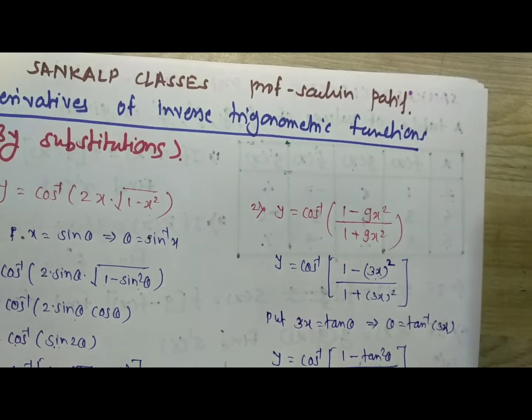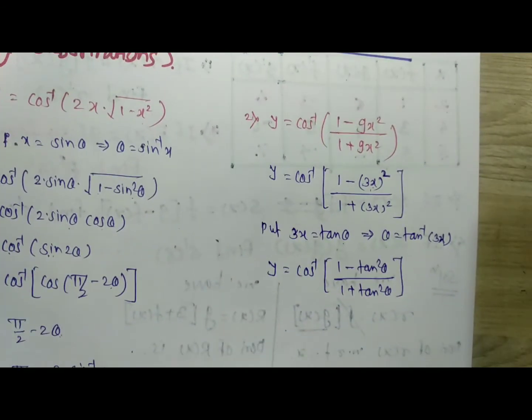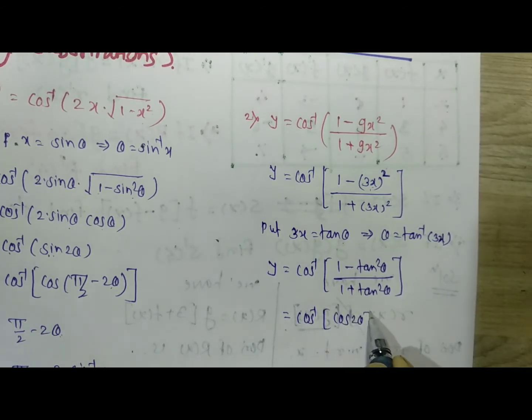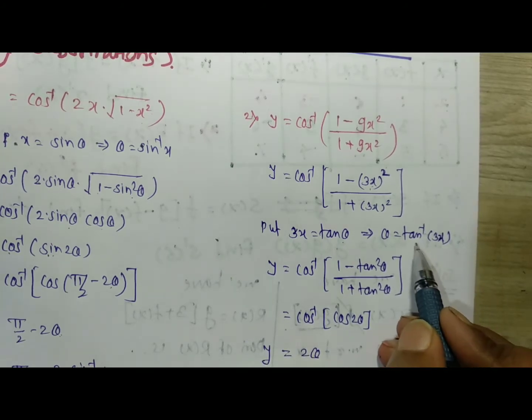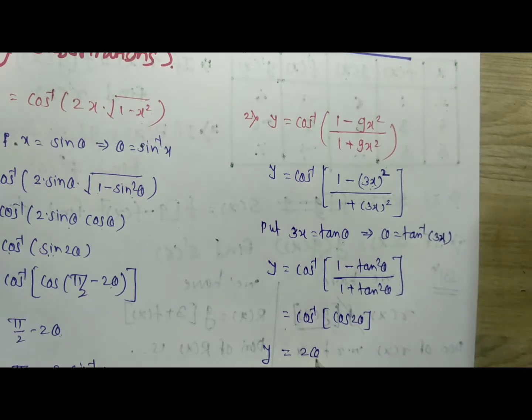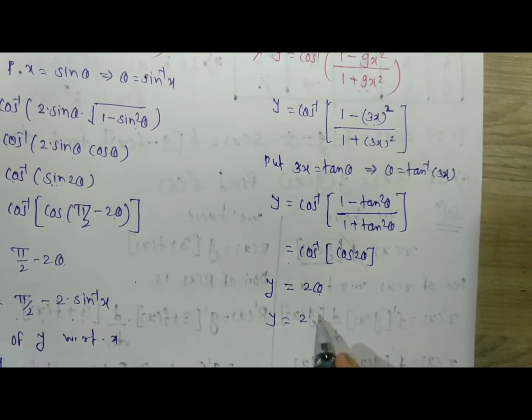1 minus tan square theta divided by 1 plus tan square theta is nothing but cos 2 theta, and therefore you will get cos inverse inside the bracket cos 2 theta. This is the formula of cos 2 theta. Cos and cos inverse are cancelled to each other, therefore you will get 2 theta. Y is equal to 2 theta, but theta is tan inverse 3x, and putting this value here you will get y is equal to 2 into tan inverse 3x.